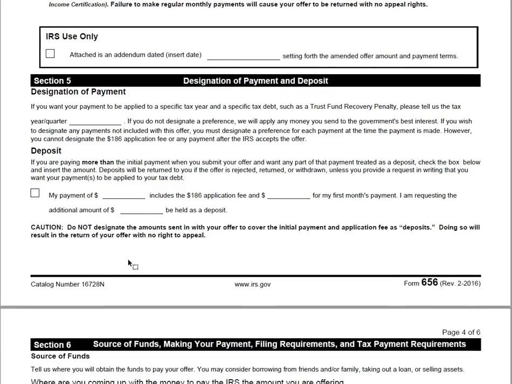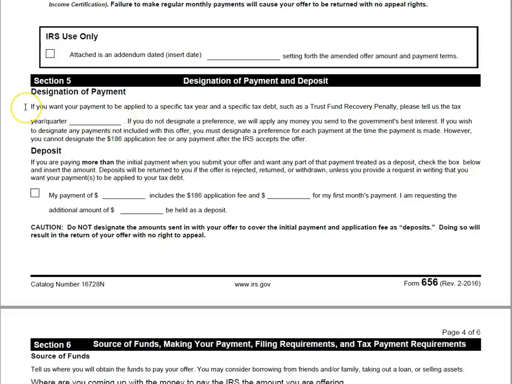Section 5 is going to be your designation of payment and deposit. This section is if you have a specific area where you want your payment to go to for your deposit and any further payments, and you want them to apply to a certain period first, you would put that in here.